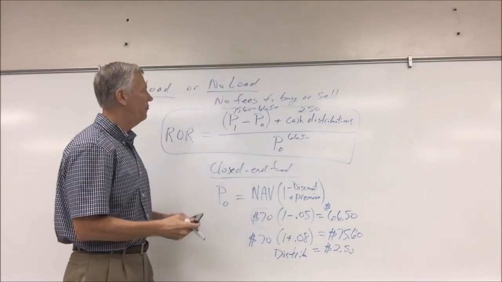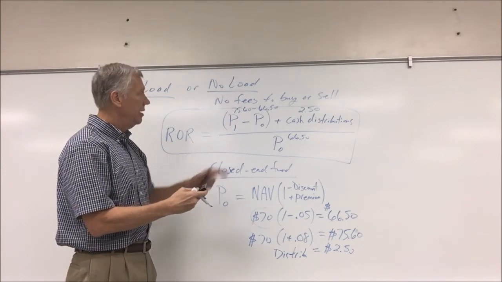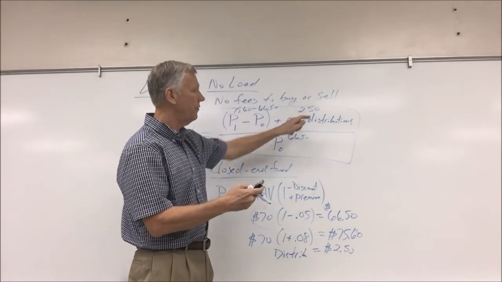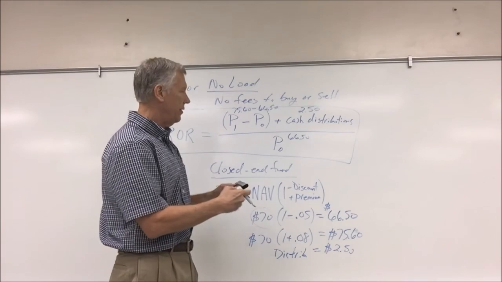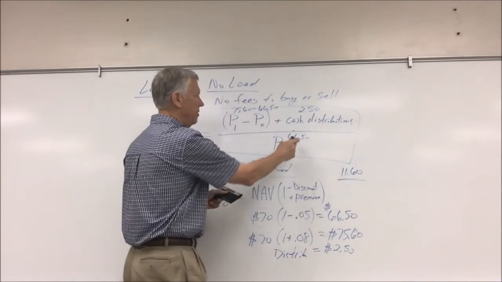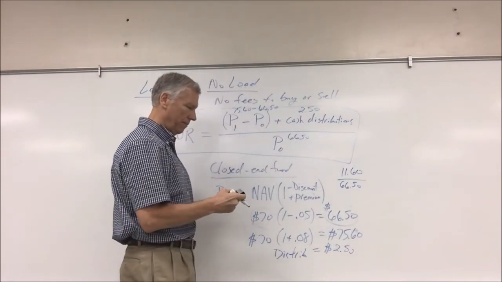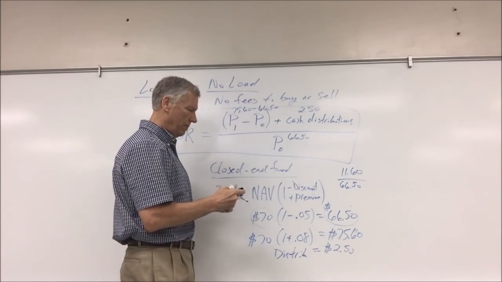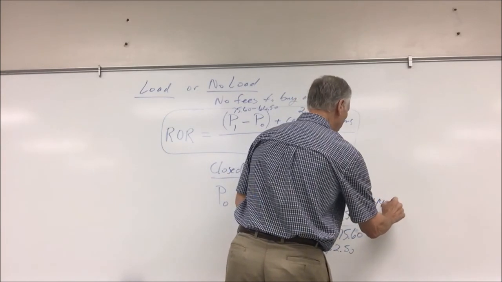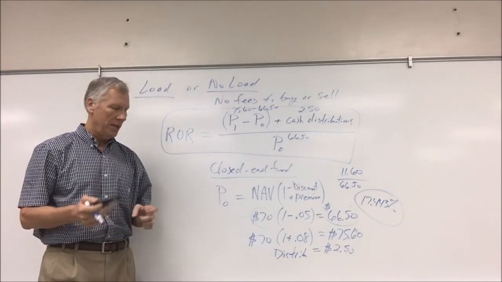Let's go ahead and finish this out. So 75.60 minus 66.50 is $9.10 in capital gains. Add $2.50 here for the cash distributions that you received. That's $11.60 for this top part, divided through by 66.50. That's initially what it cost you. Making the division, that is equal to 17.443%. That's your rate of return for this particular example.